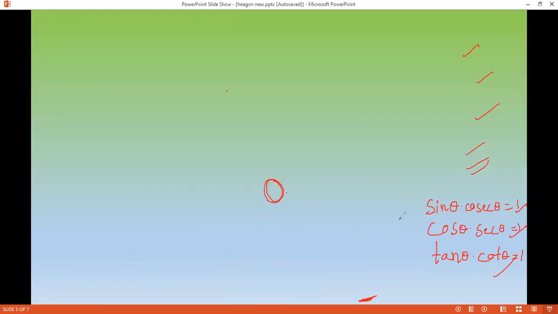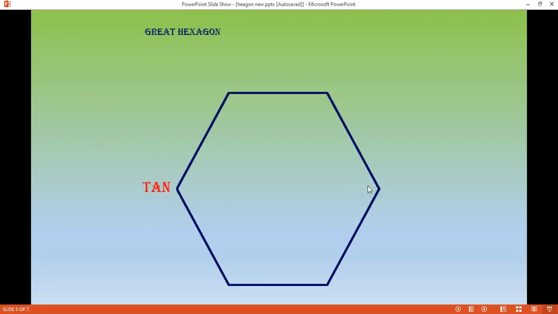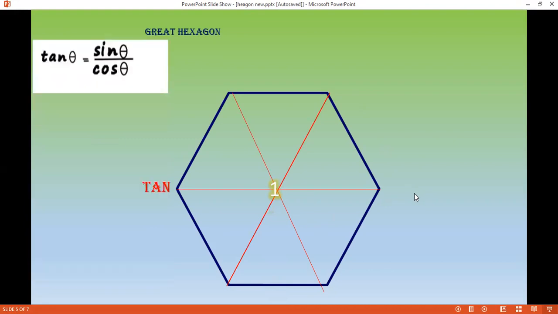Are those formulae completed? No, we still have more. Be ready for that. Let us move to our next. In order to complete that, we need our great hexagon, right? I set up the hexagon and I have drawn all the diagonals, and I marked the center point as 1.